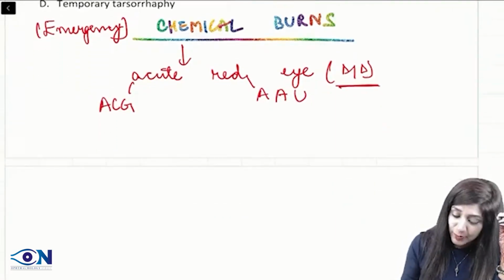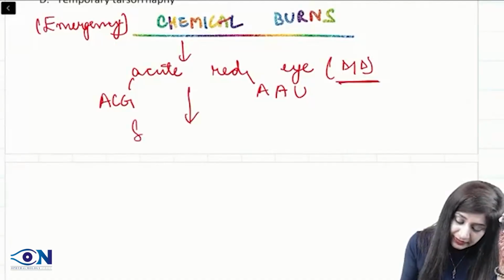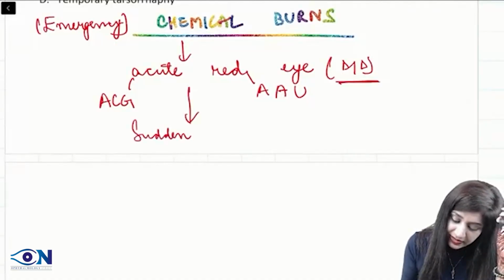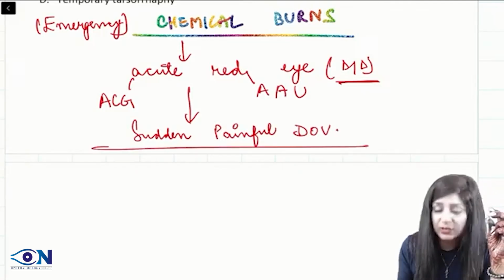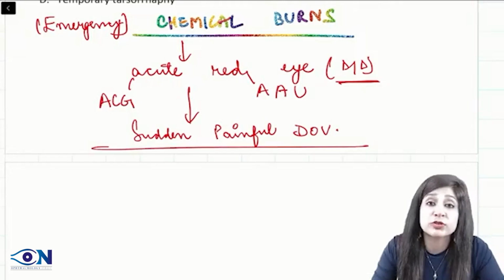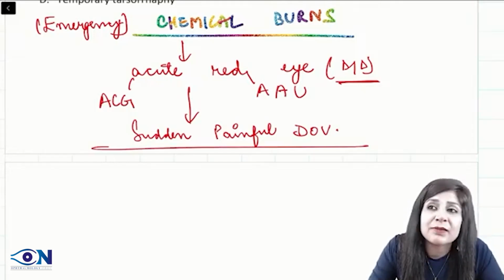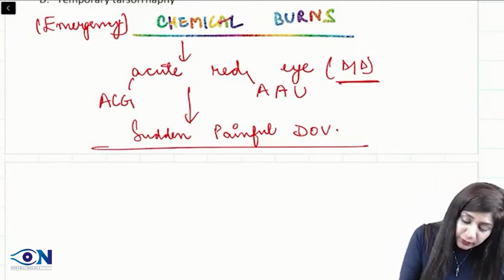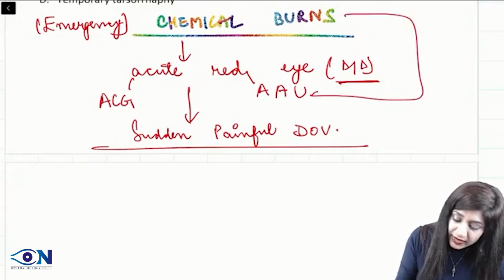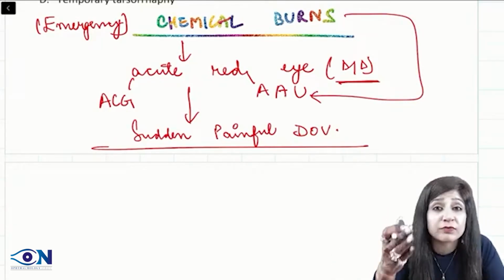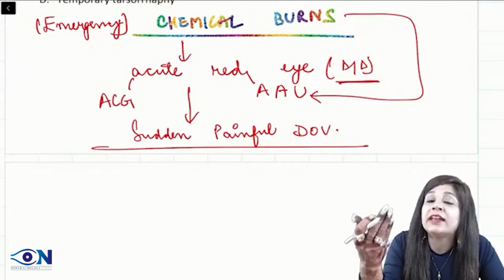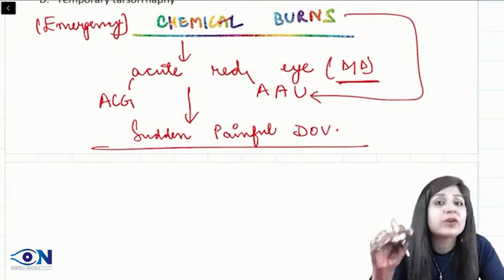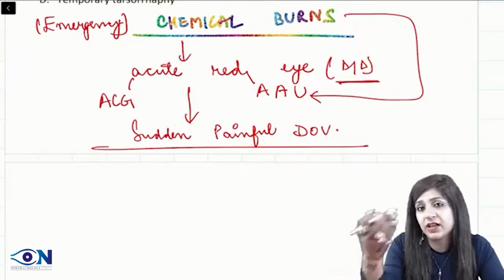Now the type of vision loss that you are getting here will be sudden as well as painful. This will be sudden as well as painful diminution of vision. So this patient of chemical injury can also present this way. Why am I saying indirectly? Because the chemical burn will also lead to acute anterior uveitis. We will have a lot of inflammation. Due to inflammation, we have acute anterior uveitis, and therefore, indirectly again, it is the acute anterior uveitis which is presenting with the acute red eye.